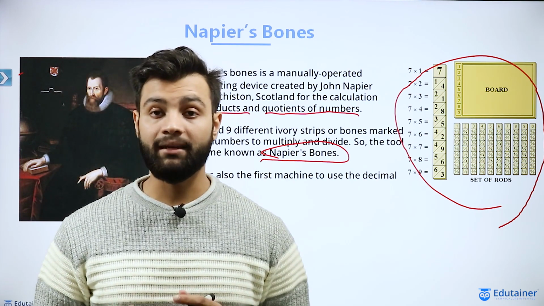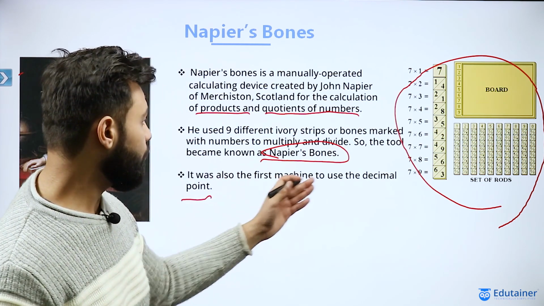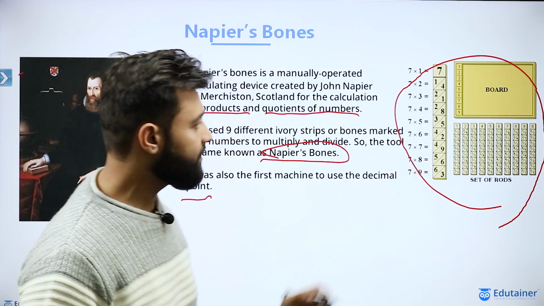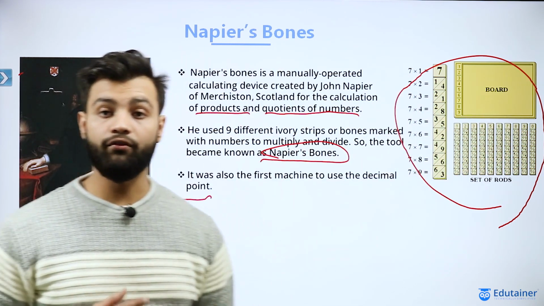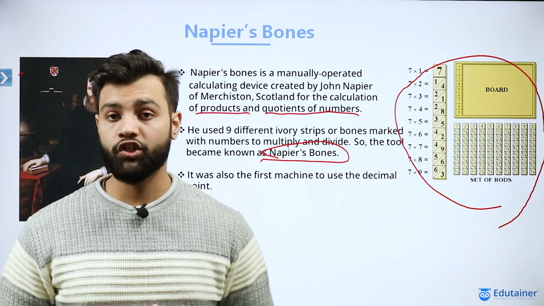It has the functions to do multiple calculations. It was able to multiply and even find the quotient of numbers. As you can see over here, it was quite easy. It was able to create a complete table using 9 ivory strips, and it was able to get the multiplication as well as the quotient of numbers.